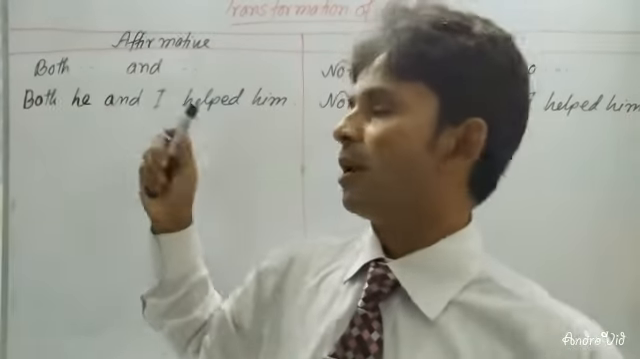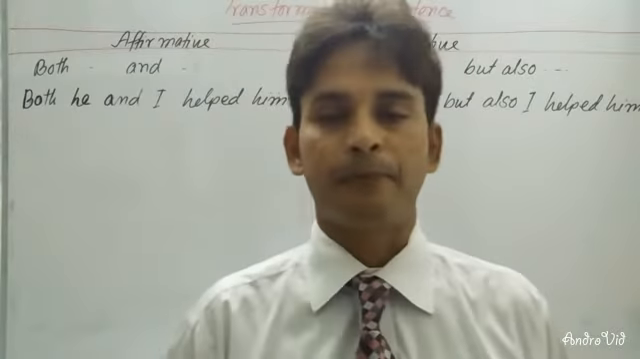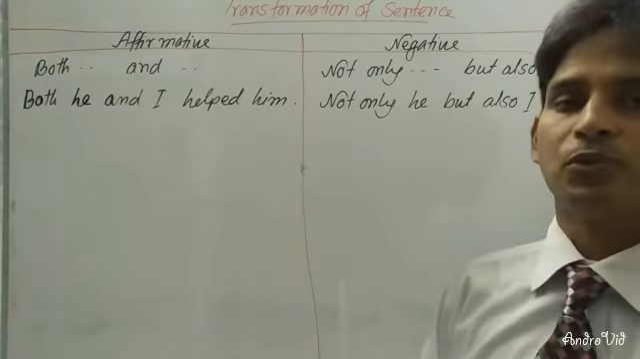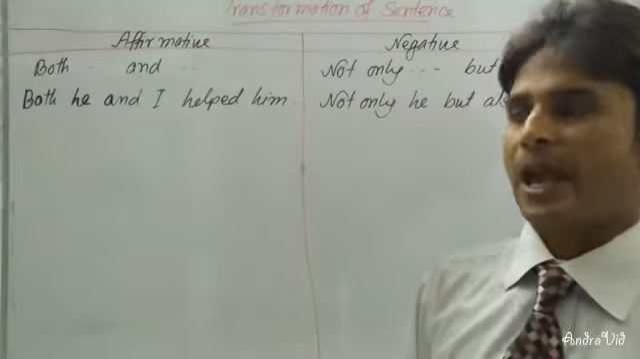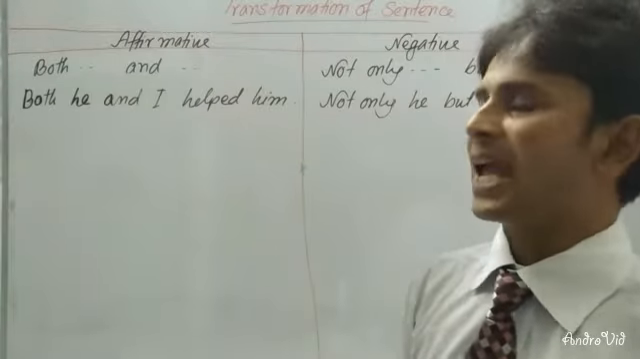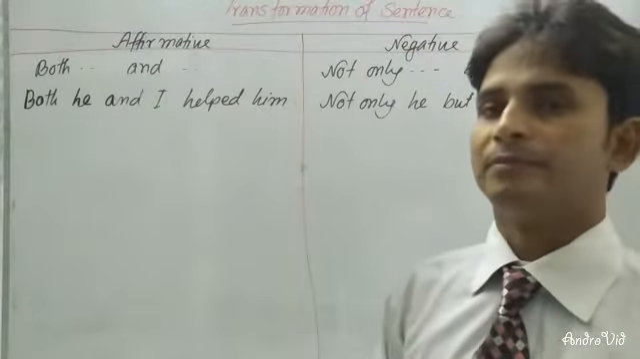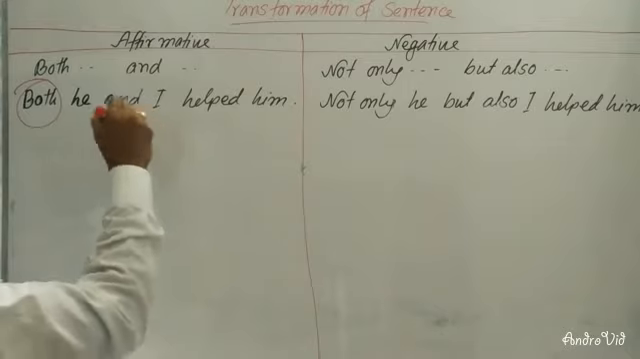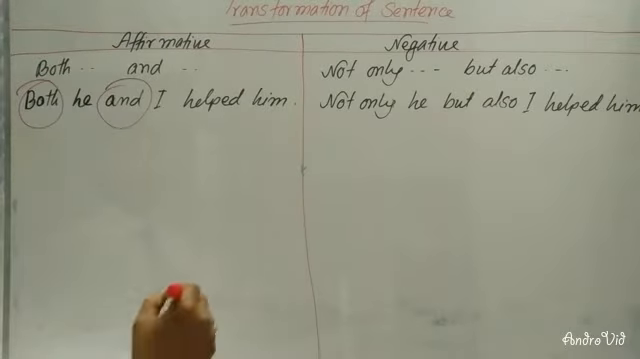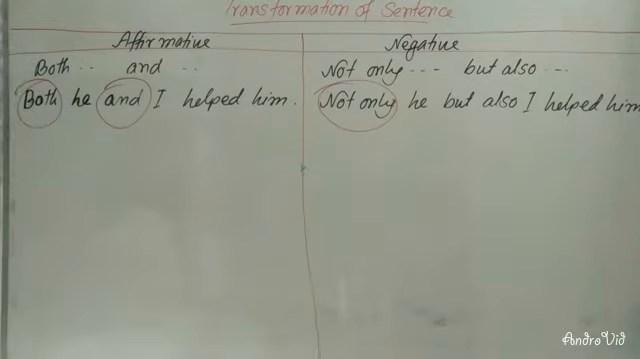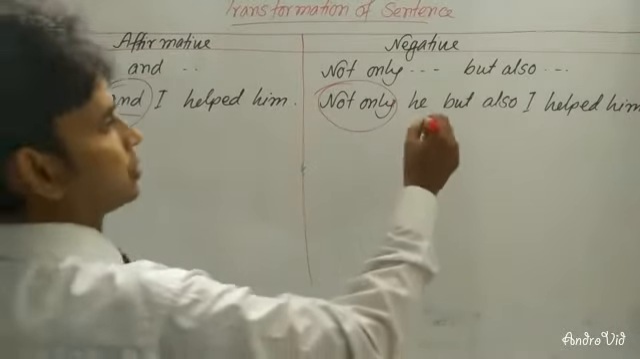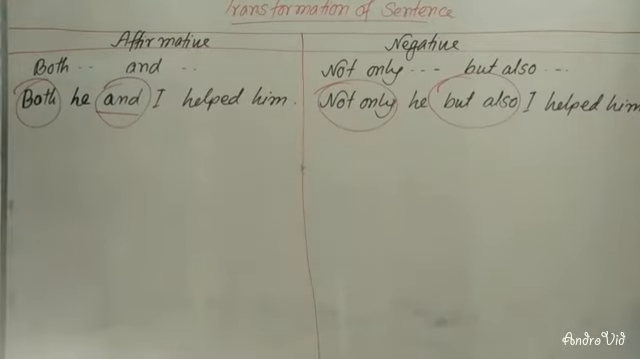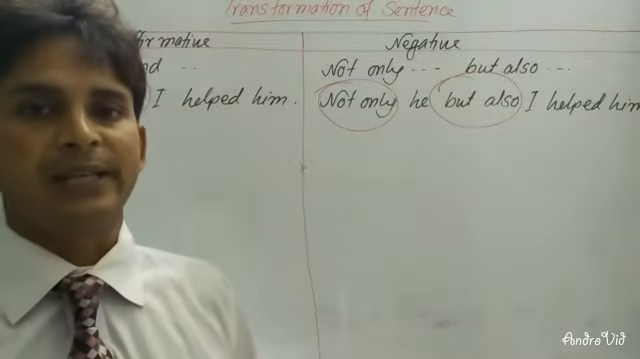If you have both and in affirmatives, you will have to write not only instead of both, and you will have to use but also instead of and. Dear learners, you can see that both he and I helped him. There is the word both and. So instead of both, you will have to use not only, and instead of and, you will have to use but also. So the sentence both he and I helped him will be not only he but also I helped him.